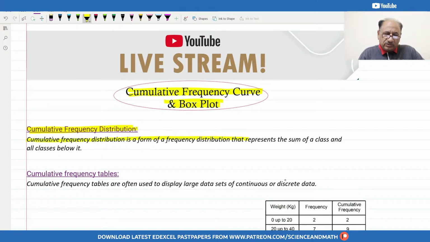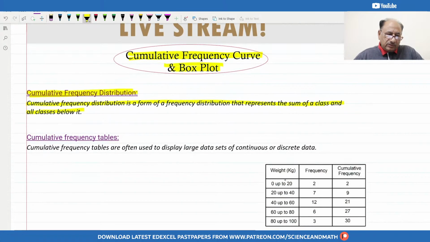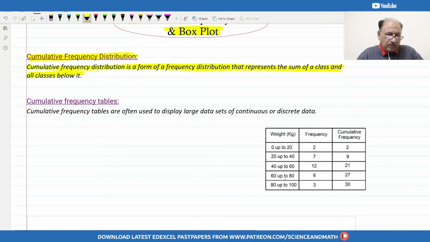Cumulative frequency distribution is a form of frequency distribution that represents the sum of a class and all classes below it. So it is basically a running total. So we are adding the previous classes in it. So when we'll be solving questions, you will understand. Even if you don't understand the definition properly, that makes no difference, because the definition will not be asked in the exam.